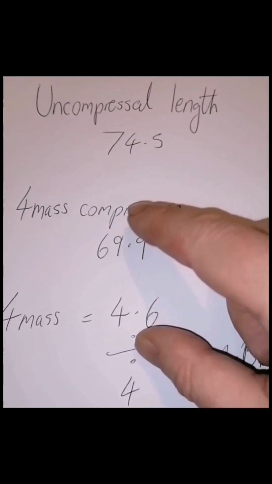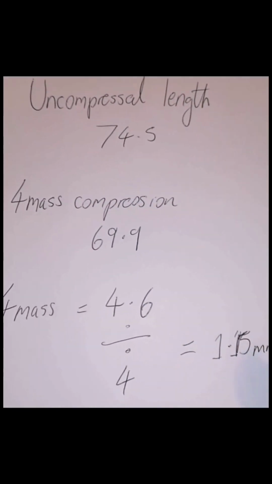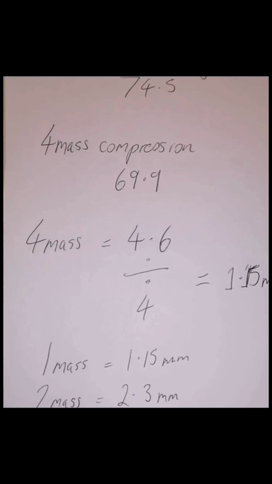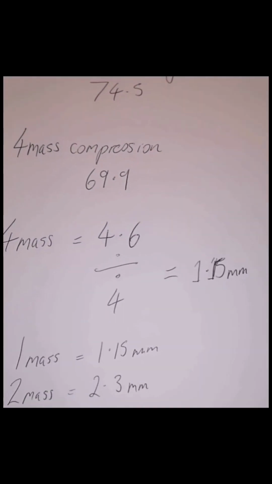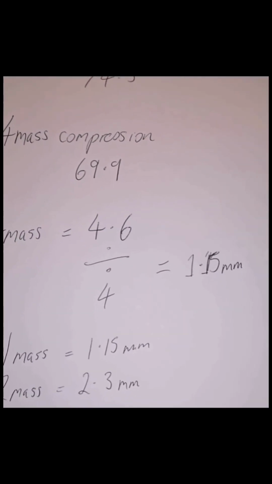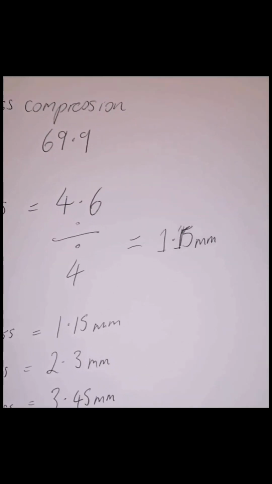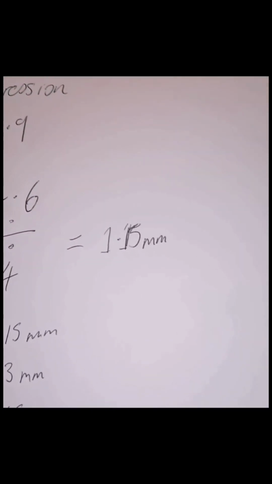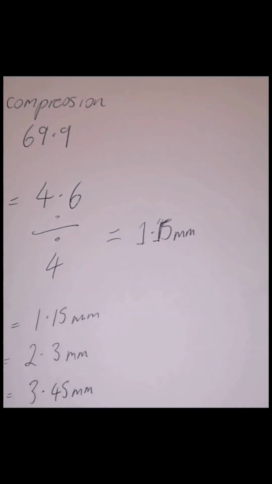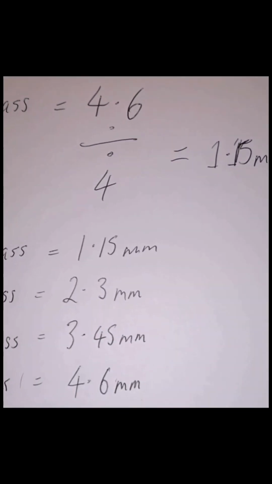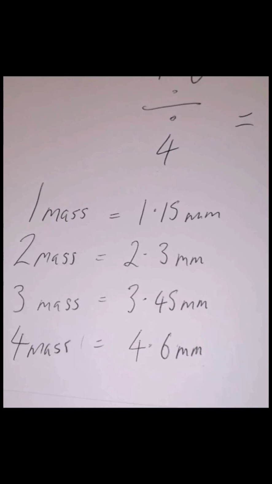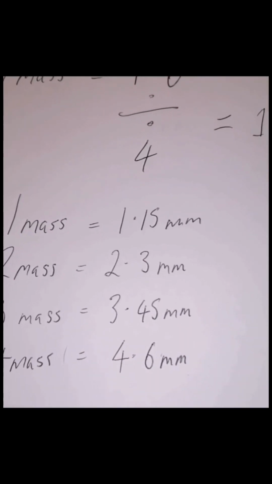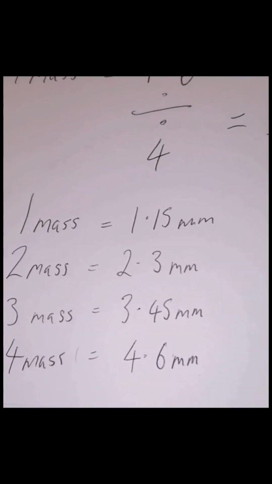So we subtract this from this, and that gives us the compression for the 4 masses at 4.6 millimeters. We can divide that down by 4. So for the 1 mass, we would have a compression of 1.15 millimeters. And obviously, with it being linear, we can just calculate that. So the 1 mass would be 1.15 millimeters.